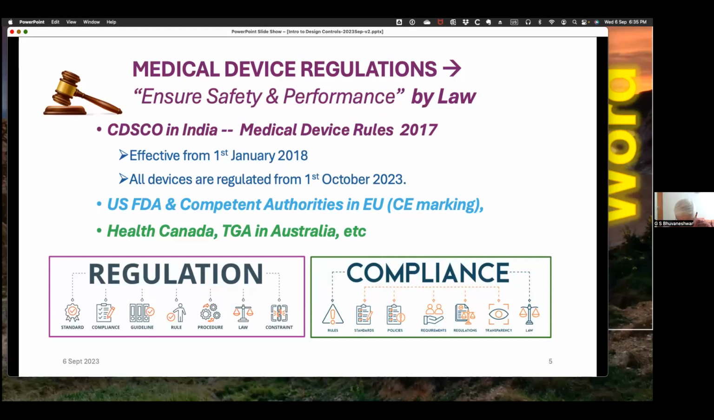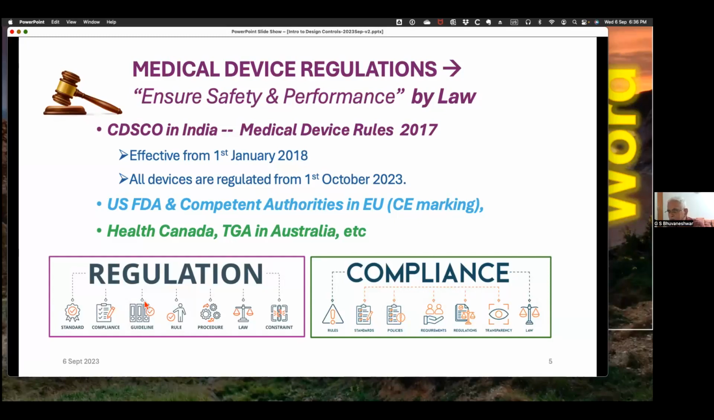And they have put up the Medical Device Rules of 2017. The rules were published on 1st January of 2017, and they became effective from 1st January of 2018. These rules have been notified under the Drugs and Cosmetics Act of 1940. Please remember that. It's still under the Drugs and Cosmetics Act primarily.